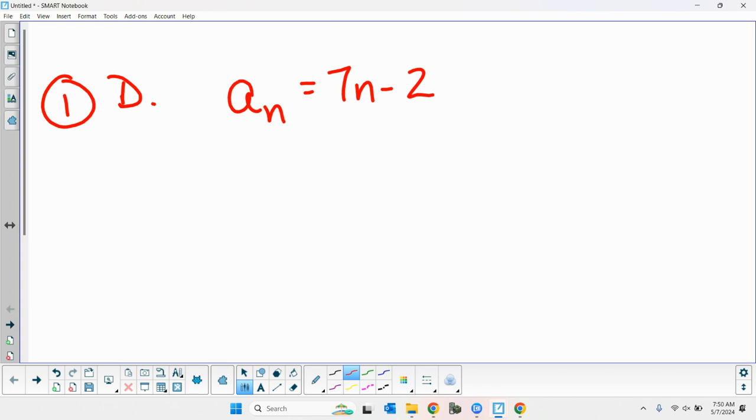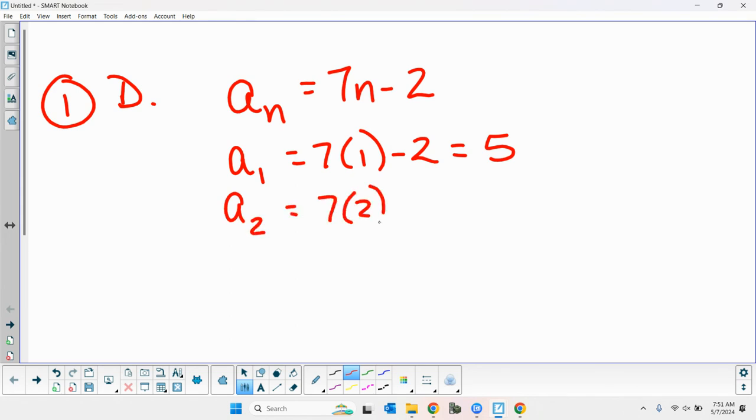All right, so you know A1 is 7 times 1 minus 2, which is 5. So that eliminates A and B, right? You with me? Yep. So on a multiple choice test, you can go a little quicker because you can eliminate possibilities, right? So A and B are eliminated. So A2, this is for the second term. 7 times 2 is 14, minus 2 is 12. And D is the only one where the second term is 12, right?